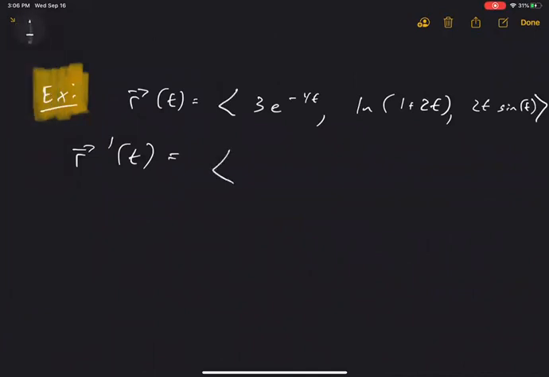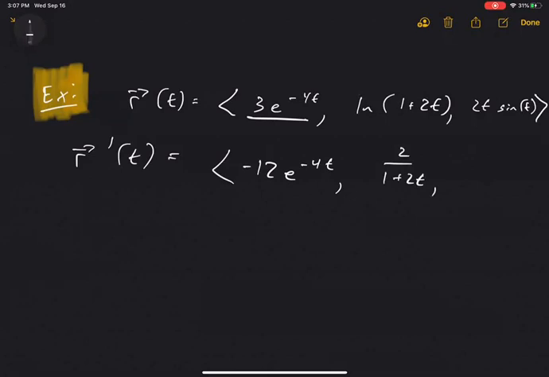So what's the derivative of the first component? Just look at this 3 times e to the power of negative 4t. Differentiating, we get negative 12 e to the negative 4t. How about ln of 1 plus 2t? Differentiating, we get 1 over 1 plus 2t times 2, which becomes this.